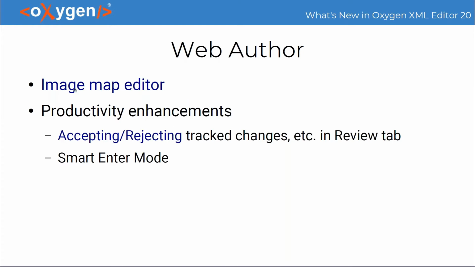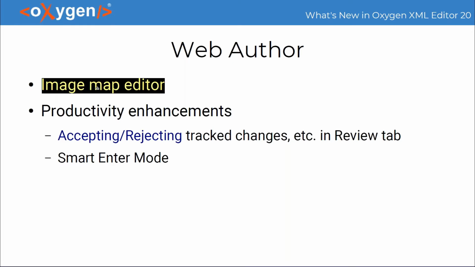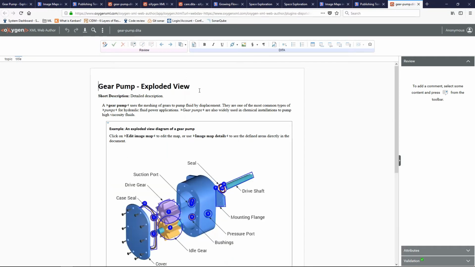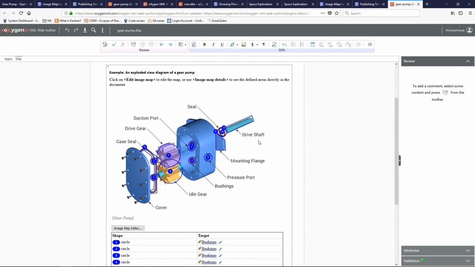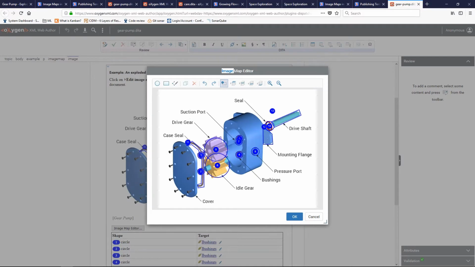So for example, you've seen that the WebHelp Responsive knows how to highlight and how to render image maps. Well, the Web Author also has an image map editor. So if my documentation, this is a DITA topic, contains an image map, I can click on this image map editor action, and I can either change the existing hotspots, or I can add new ones, move the existing ones, and so on.